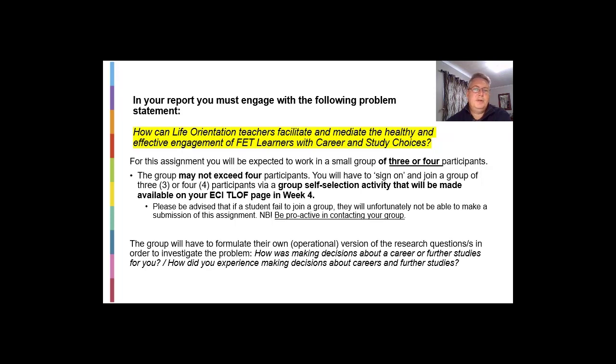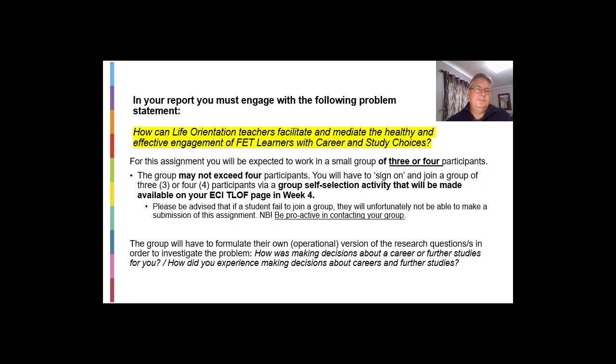So for this assignment, you'll be expected to work in a small group of 3 or 4 participants. I've already alluded to, you can actually go back to your previous group that you've already created, or you might want to actually join a new group. It's up to you. I will create a new opportunity for you to sign on ECI. In week 5, probably, I will make available that task, and it will also be your involvement tracker for that week.